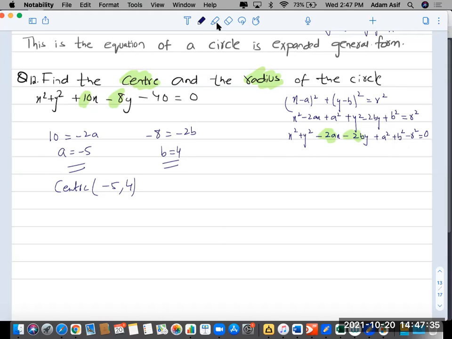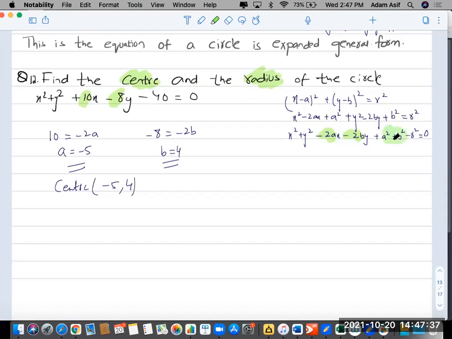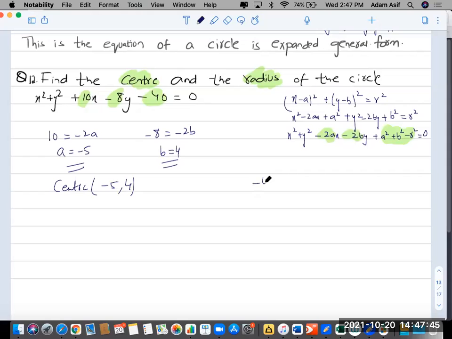Now how do I find the radius? a square plus b square minus r square is the constant. और ये क्या है? -40. So the constant term over here is -40, and this is equal to a square plus b square minus r square. So what is r square going to be? a square plus b square plus 40. वहां जाके प्लस हो जाएगा. ठीक है.